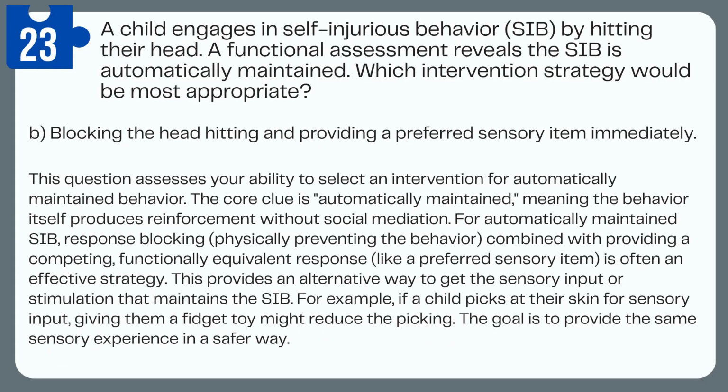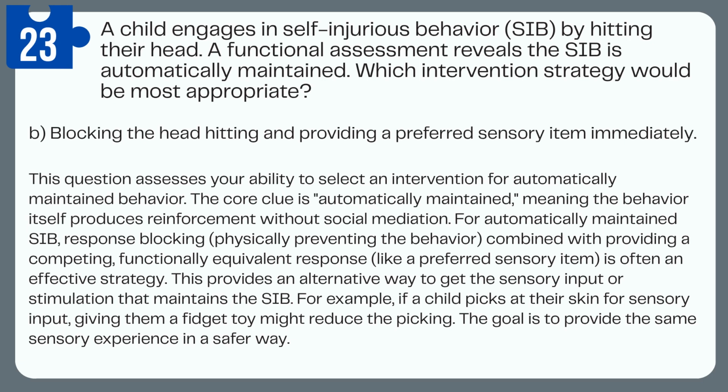Answer: B. Blocking the head hitting and providing a preferred sensory item immediately. This question assesses your ability to select an intervention for automatically maintained behavior. The core clue is automatically maintained, meaning the behavior itself produces reinforcement without social mediation. For automatically maintained SIB, response blocking, physically preventing the behavior, combined with providing a competing, functionally equivalent response, like a preferred sensory item, is often an effective strategy.